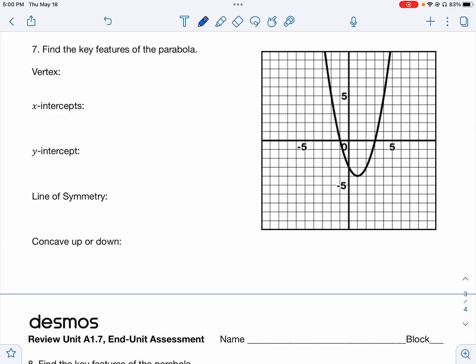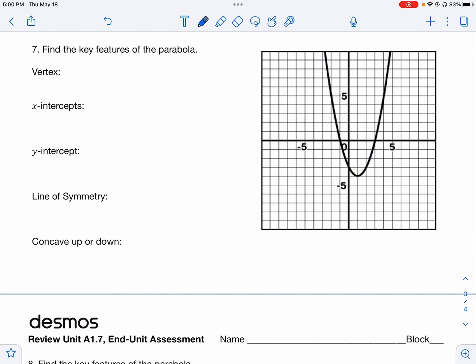Okay, key features of this parabola. We're going to have a vertex right there. We're going to have x-intercepts right here. Our y-intercept is where it crosses the y-axis at that point. And then line of symmetry is going to be the line that we can fold it over so that it folds exactly in half on top of itself. And concave up, since this is making a smiley face, it is concave up.